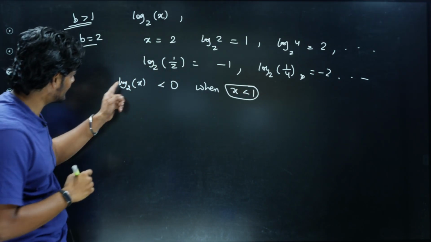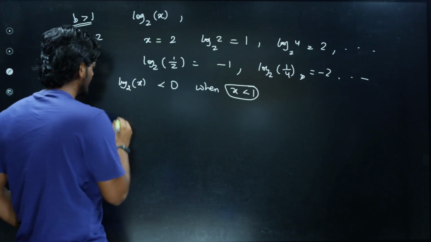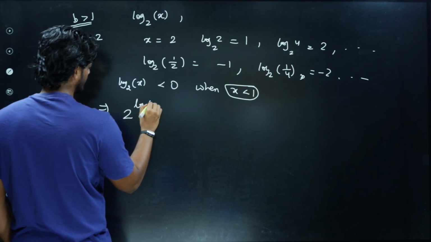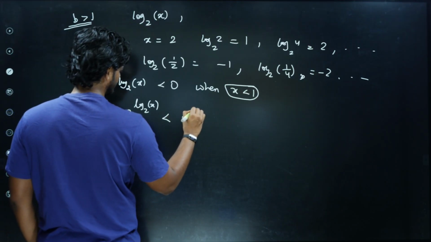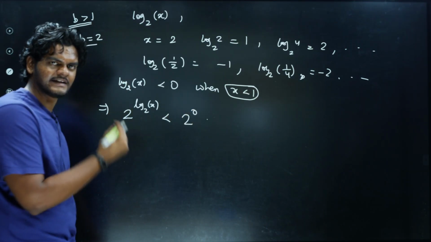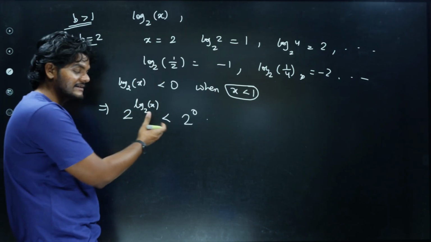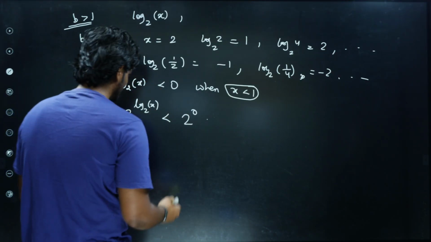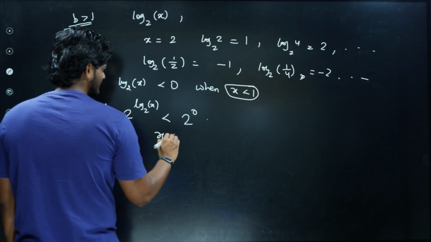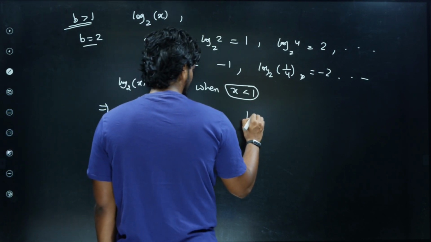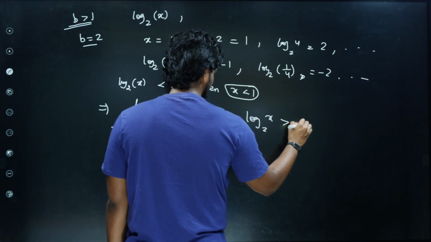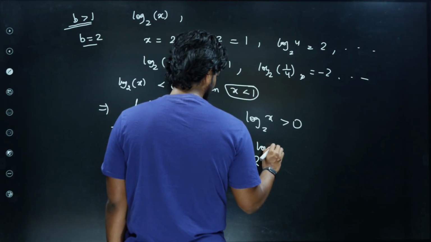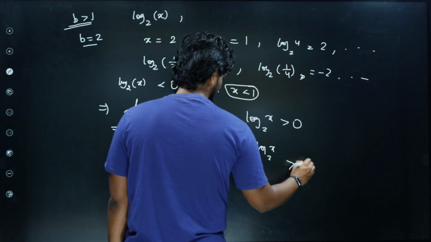So can I directly take the power and say this? Here actually I can write that 2 power log base 2 of x is less than 2 power 0, because exponential inequality is conserved, because 2 is positive, 2 is greater than 1. So that will imply that x is less than 1. And log x base 2 is positive when 2 power log x base 2 is greater than 2 power 0.